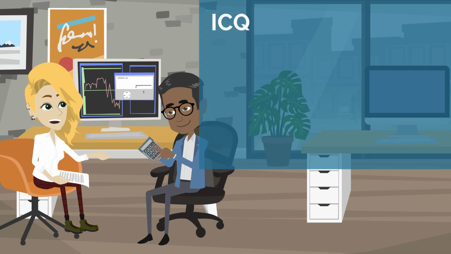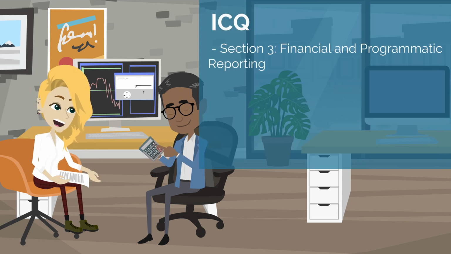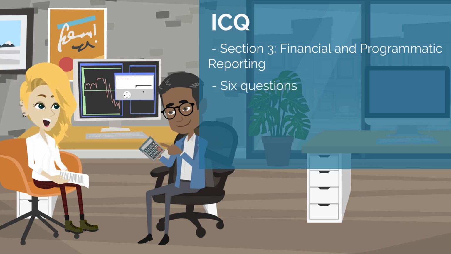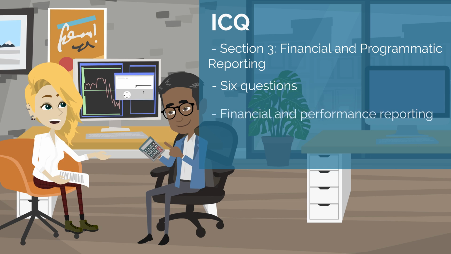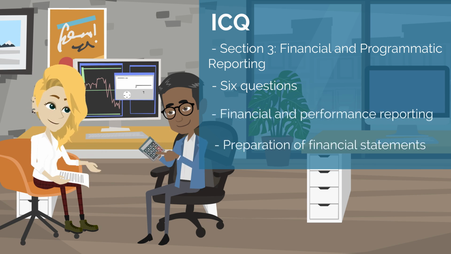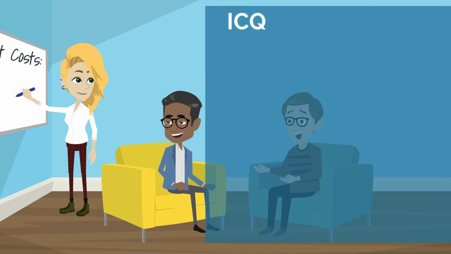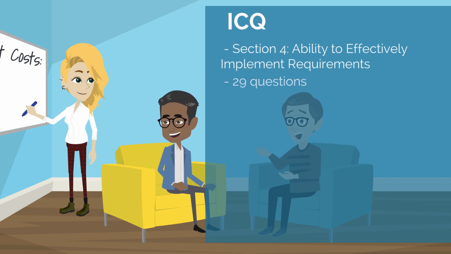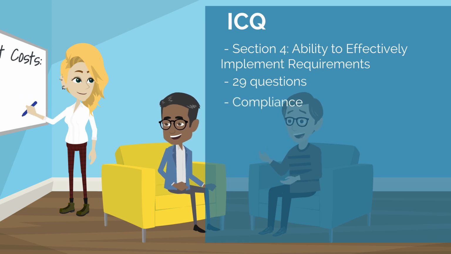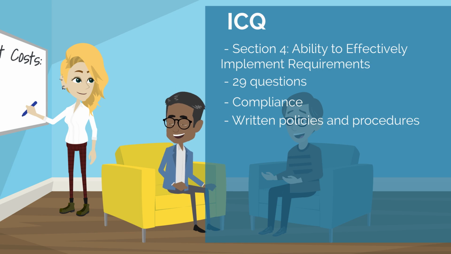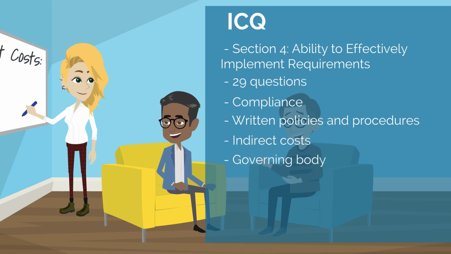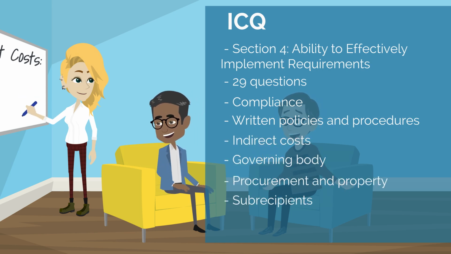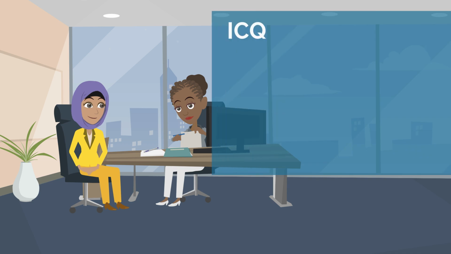Section 3 covers financial and programmatic reporting. There are 6 questions in the section detailing the grantee's policies on financial and performance reporting and preparation of financial statements. Moving on to Section 4. This category covers the ability to effectively implement requirements. This includes 29 questions revolving around compliance, written policies and procedures, indirect costs, governing body, procurement and property, subrecipients, and personnel. The final section of the ICQ is Section 5, Audit.